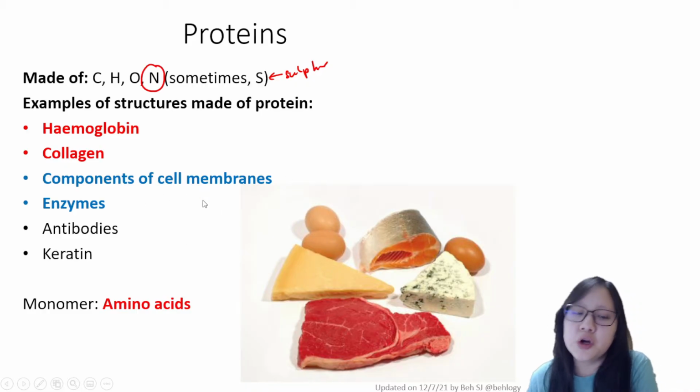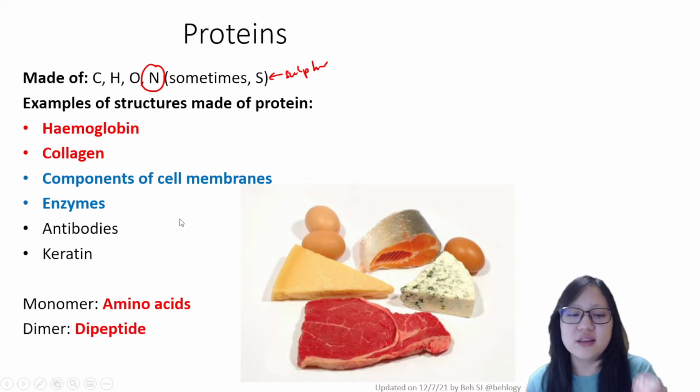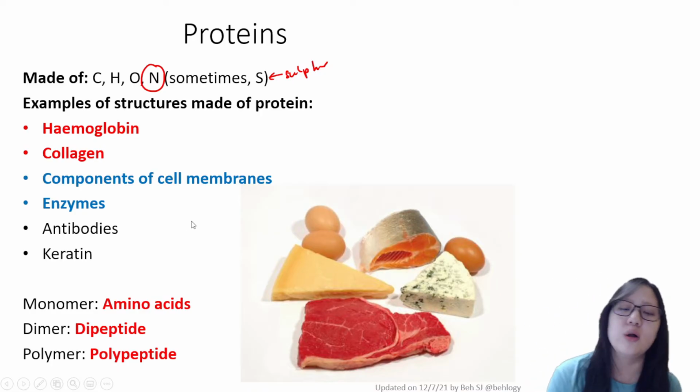Now, what do we call the monomers? The monomers are called amino acids. The dimer is called a dipeptide, and a polymer is called a polypeptide.